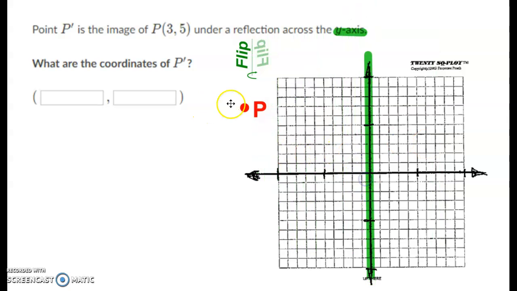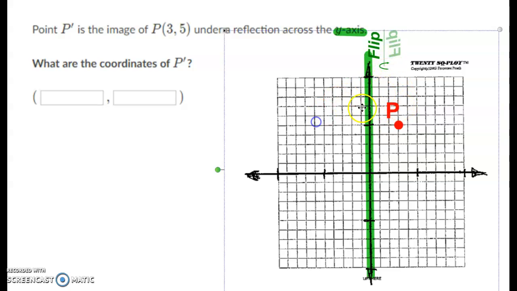So anyway, here's the mirror, reflect across the y-axis. Here's the y-axis. Our point P is at 3, 5. So I have 0, 1, 2, 3, and then on the y-axis 5, 1, 2, 3, 4, 5. Okay, so here's 3, 5, and that's where point P is. Well, now the question is, where is point P prime? Where will that end up being? And we're reflecting, we're flipping across this mirror right here.